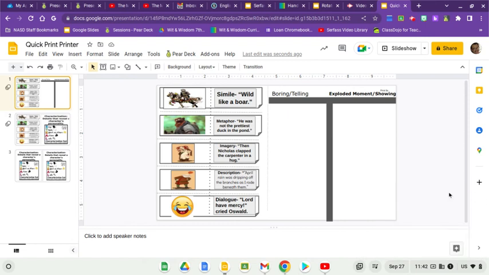Welcome back. So, we are looking at how people are telling stories and how people are presenting characters. There's two ways to do it. There's the boring way, another way of thinking of that is just being told or telling. And then there's the good way, exploded moment or moments and showing, right? So, I want you to take just a moment and pick out, I would say at a minimum, two cards that you could put on the boring side. Take a moment, see if you can find them.